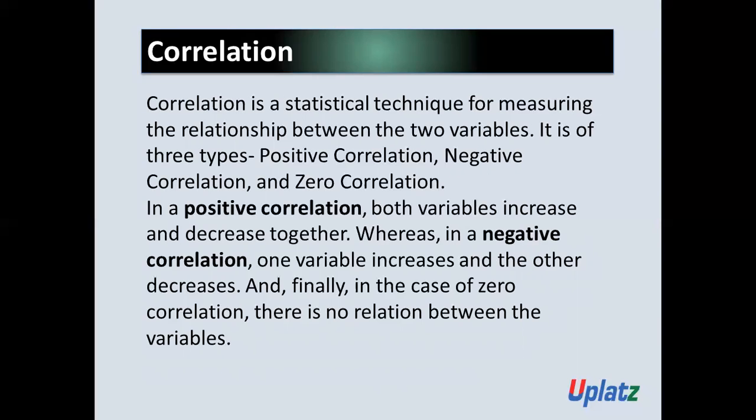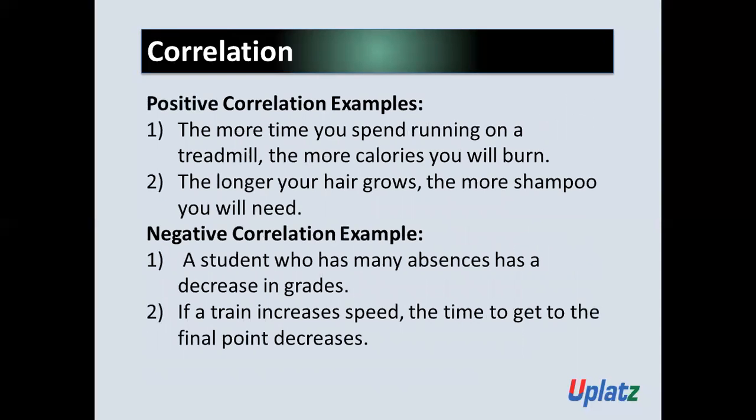Okay, let me give you the example for positive correlation and negative correlation. So see, positive correlation example. The more time you spend running on the treadmill, the more calories you will burn. The longer your hair grows, the more shampoo you will need. Obviously, the longer your hair grows, the more shampoo you will need.